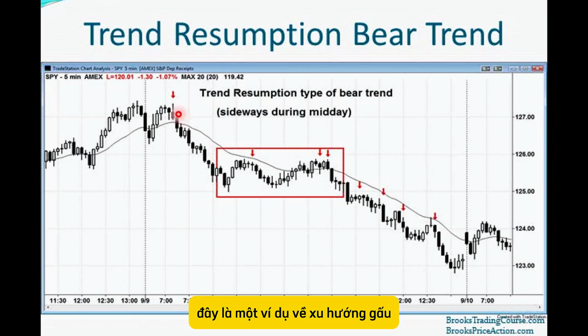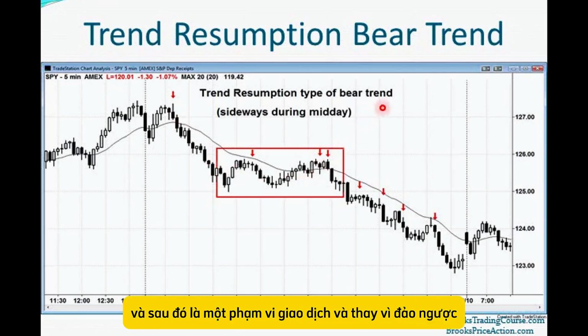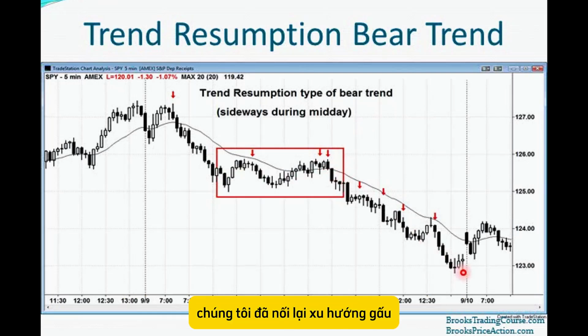Here's an example of a bear trend and then a trading range, and instead of a reversal up, we got a resumption of the bear trend.